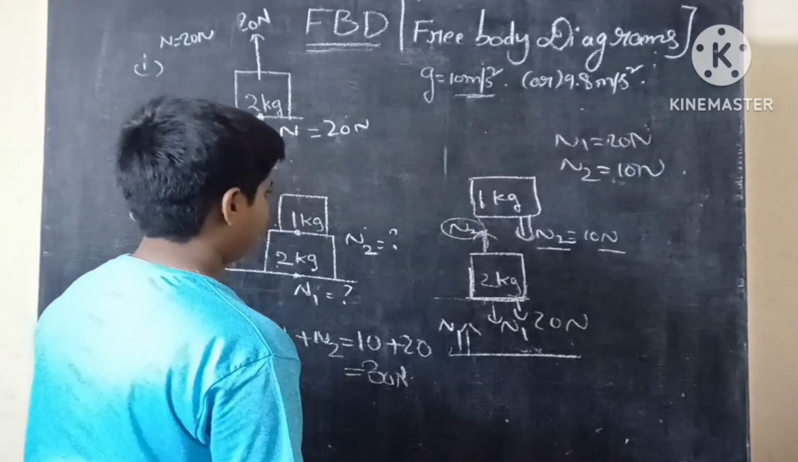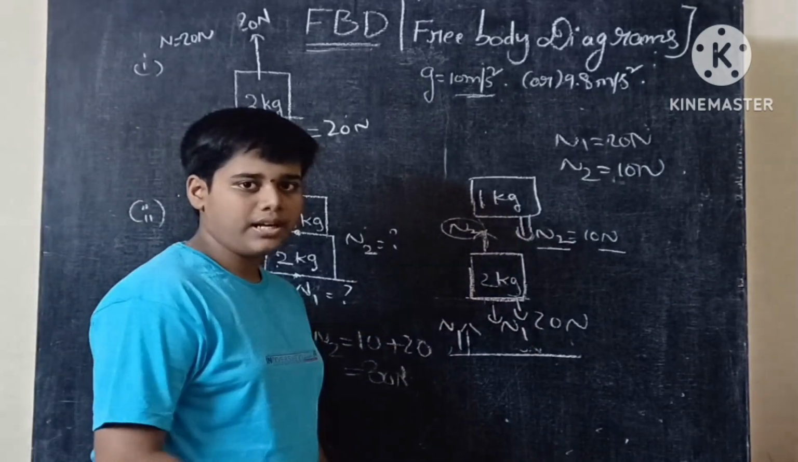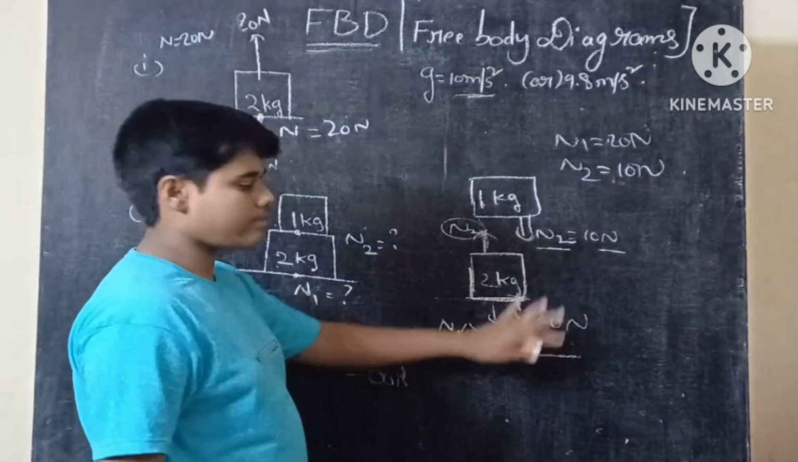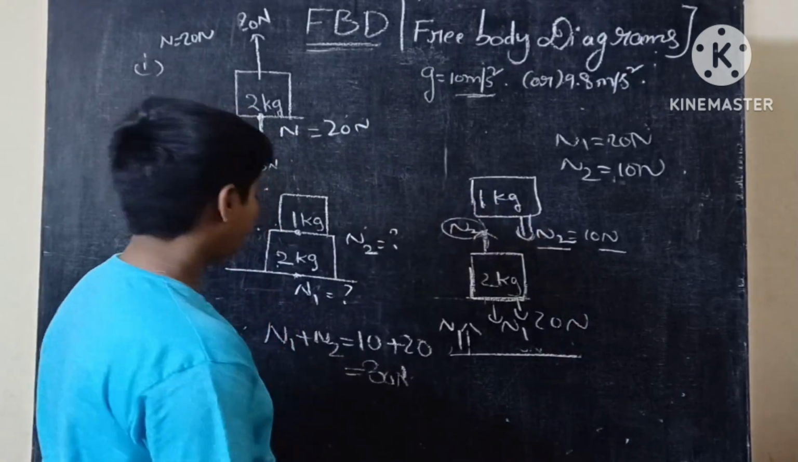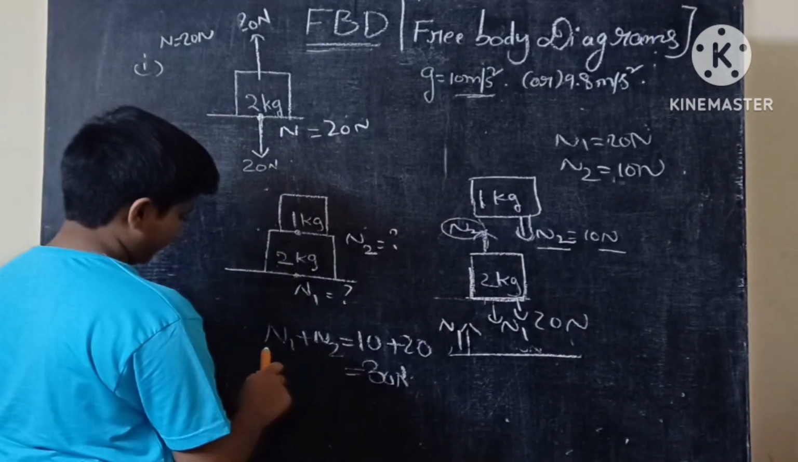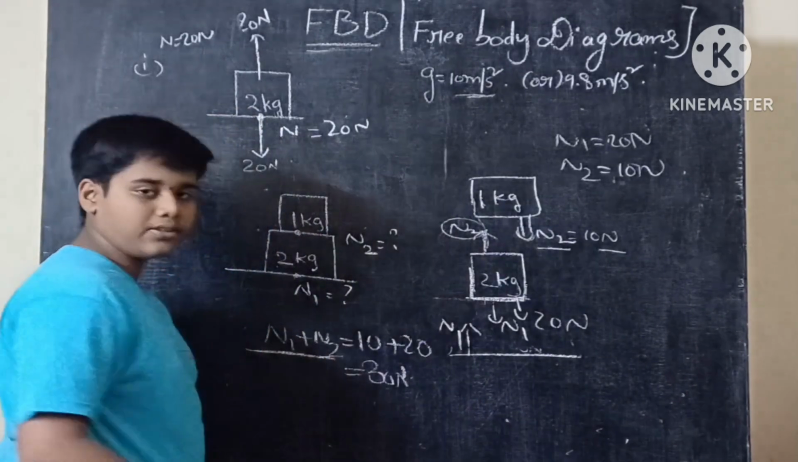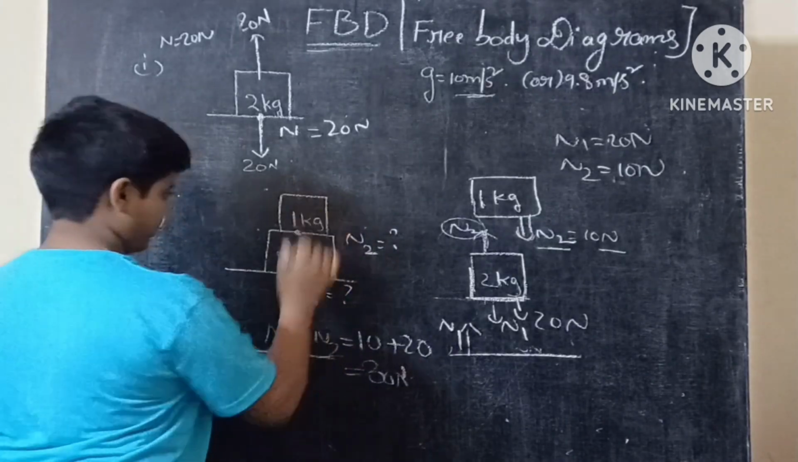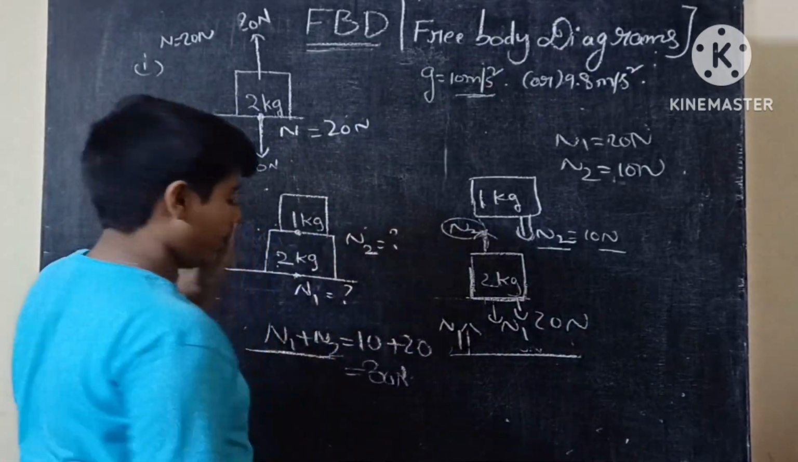So like this we have to draw the free body diagram, and we have to represent the forces on it. Simply they can ask like this also: what is the sum of the normals when they are connected? Okay, when they are connected.